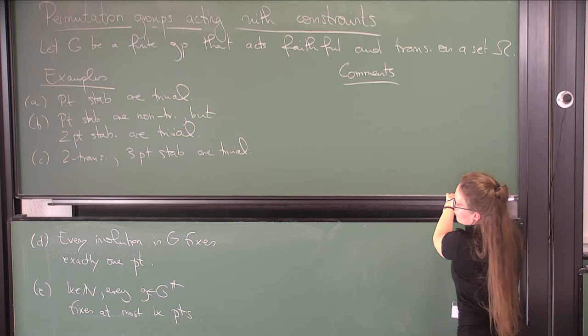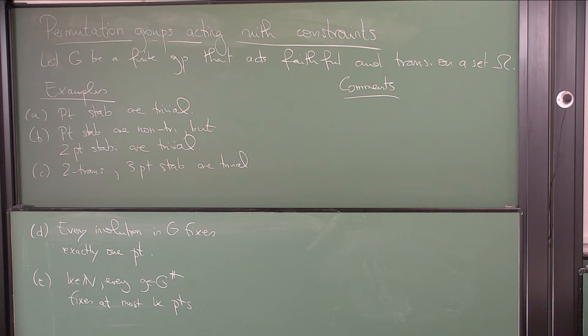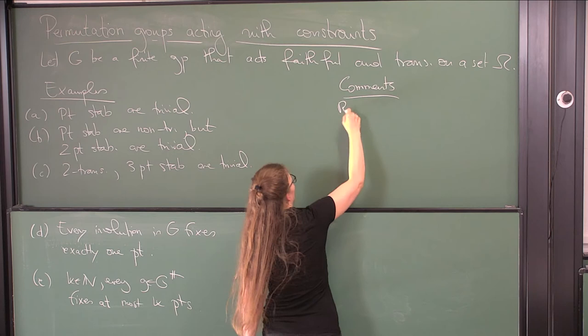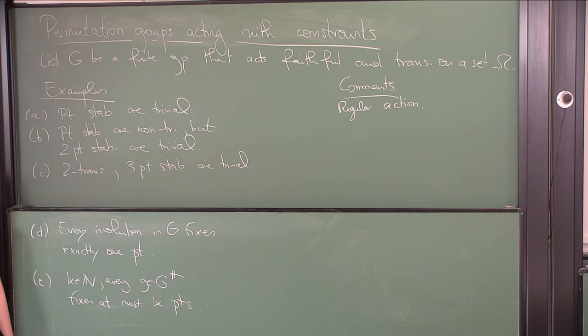If point stabilizers are trivial, and we have a transitive group, then we know what this is, right? And we have heard the word before today. That's just regular action. Okay, so this is a constraint that we know. What else? If point stabilizers are non-trivial, but two-point stabilizers are trivial, then if things are not ridiculously small or anything, you would get a Frobenius group. Aha, so that's again something interesting.